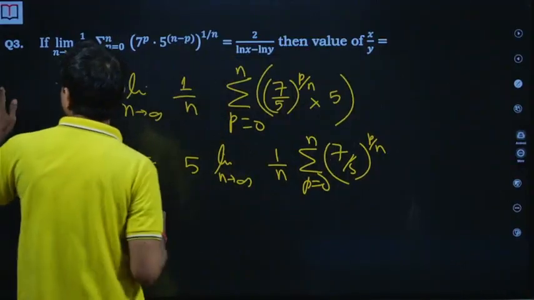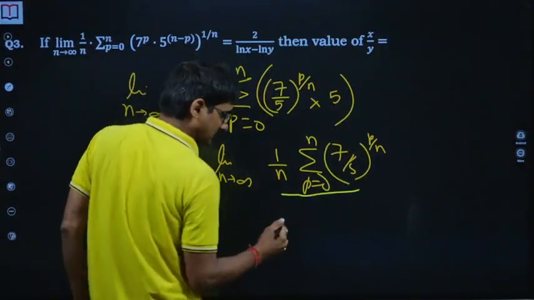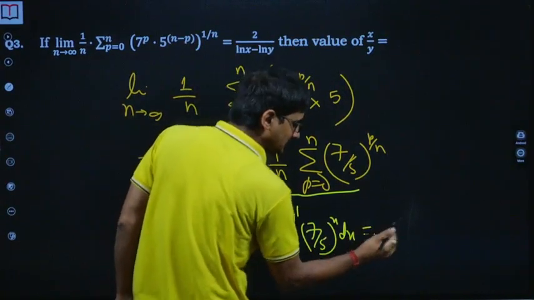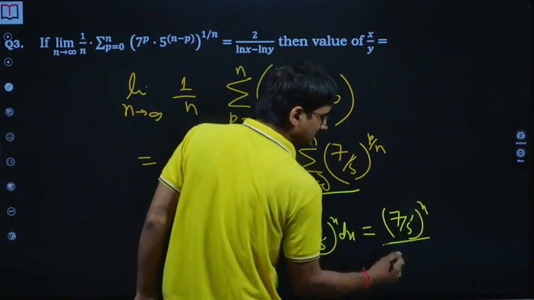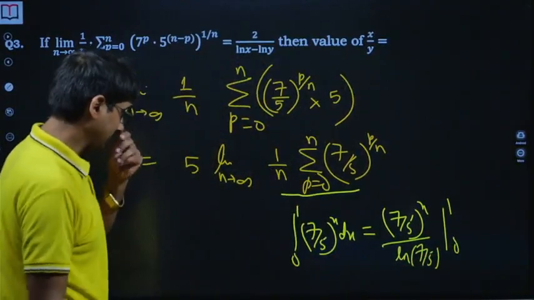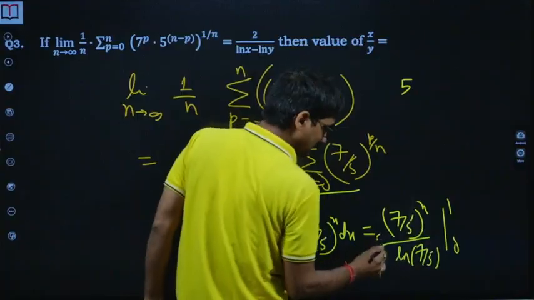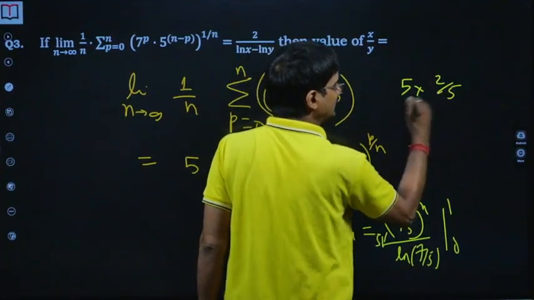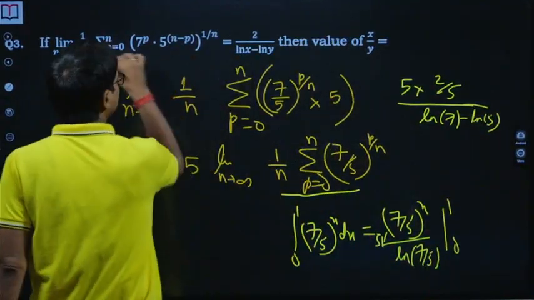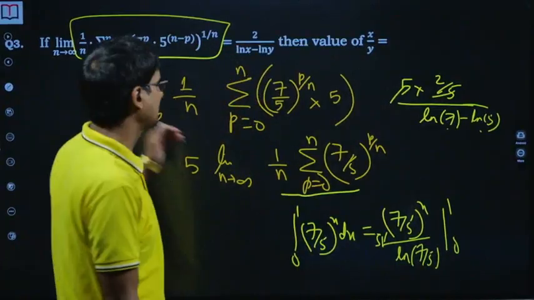question, which can be easily solved using definite integration, and we all know we can replace it with integral 0 to 1 of 7 by 5 raised to the power x dx, and its integral is 7 by 5 raised to the power x upon ln of 7 by 5, from 0 to 1. So at 1 it's 7 by 5, minus 0, which is 1, so it is 5 times 5 into 2 by 5 upon ln 7 minus ln 5, and that's done. Because of this format, I selected this question. Now you have x is 7, y is 5.